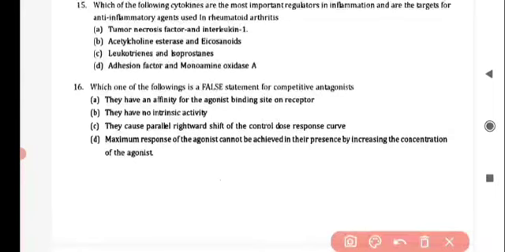Next question is, which one of the following is a false statement for competitive antagonists? So the false statement in this question is option D, that is maximum response of the agonist cannot be achieved in their presence while increasing the concentration of the agonist.